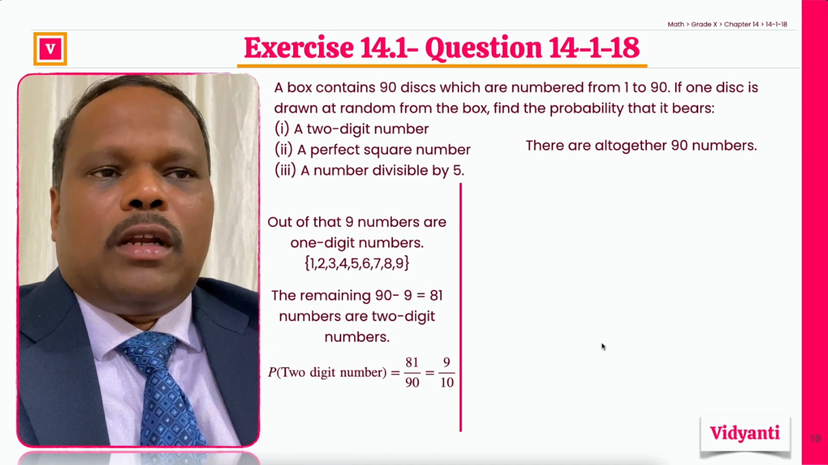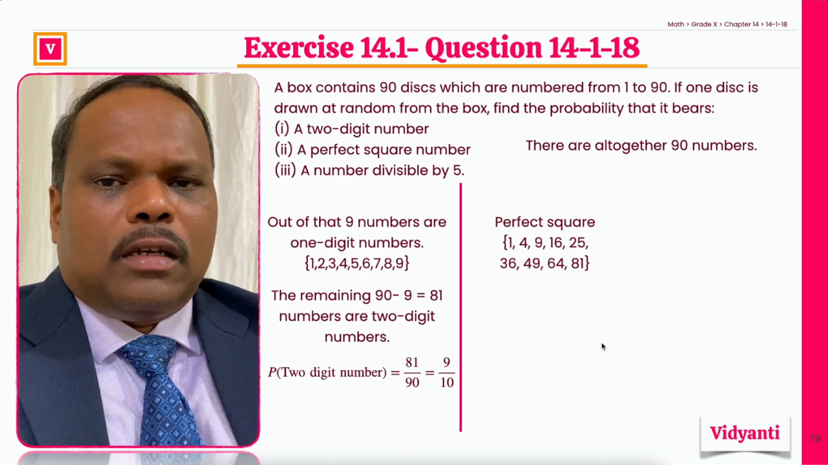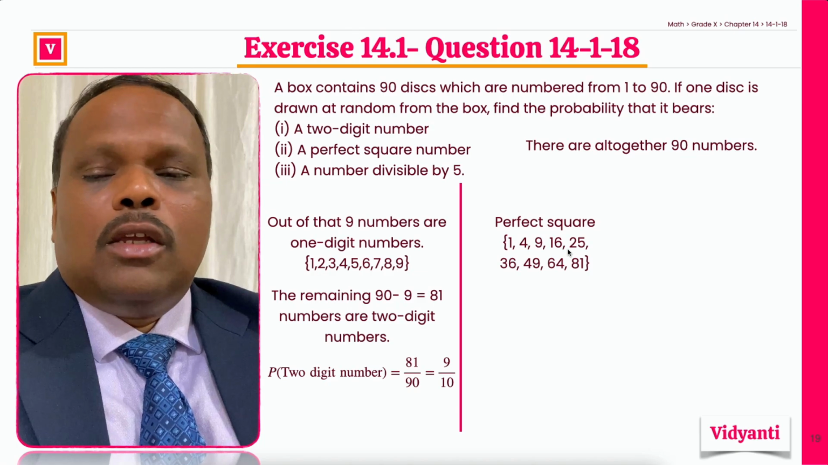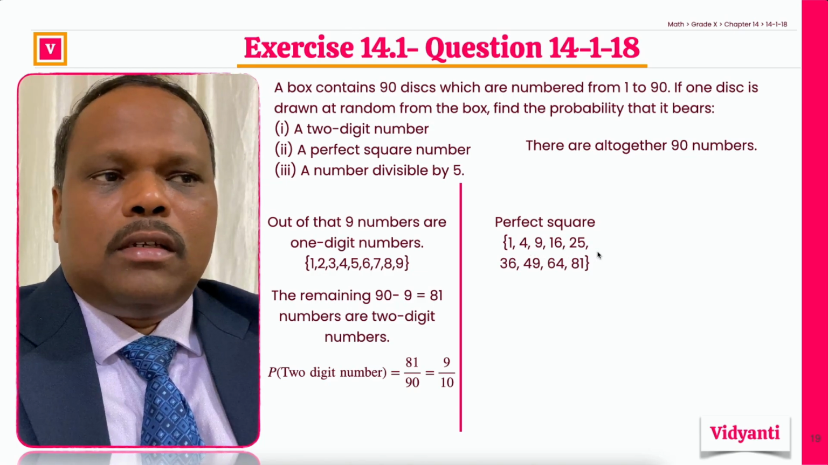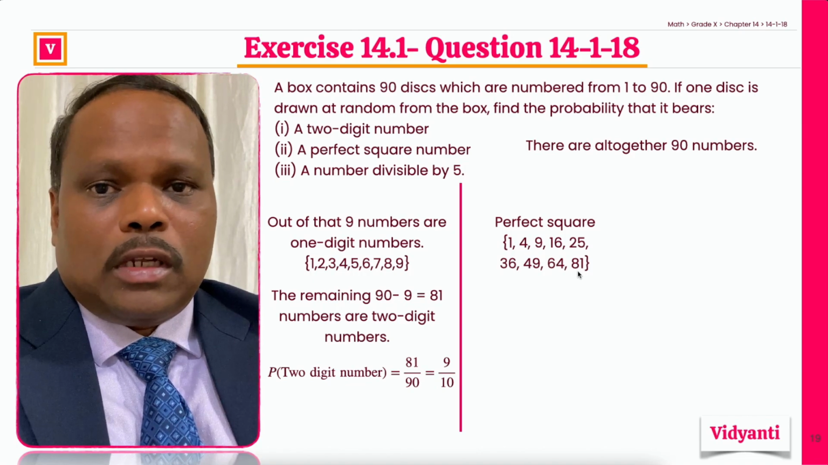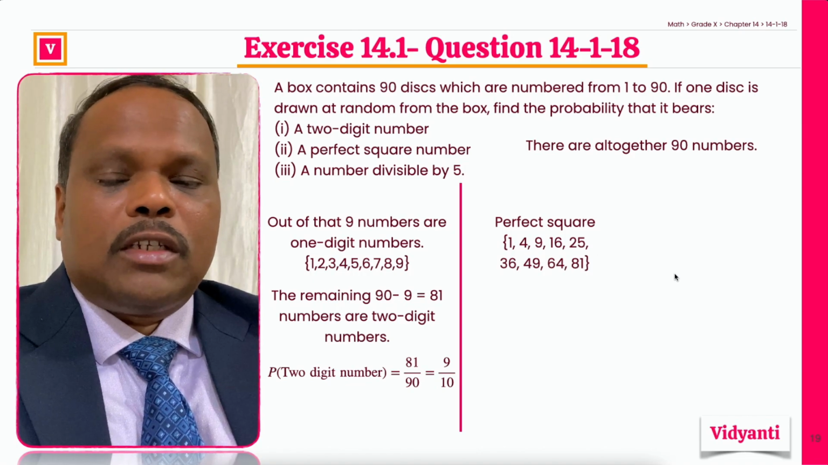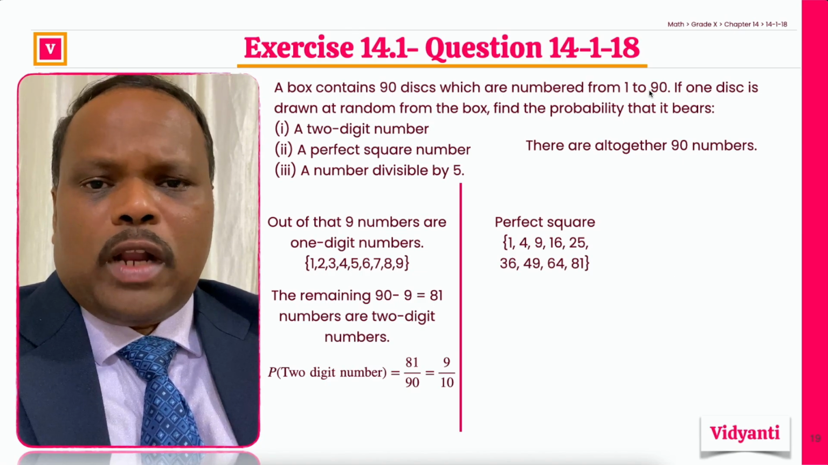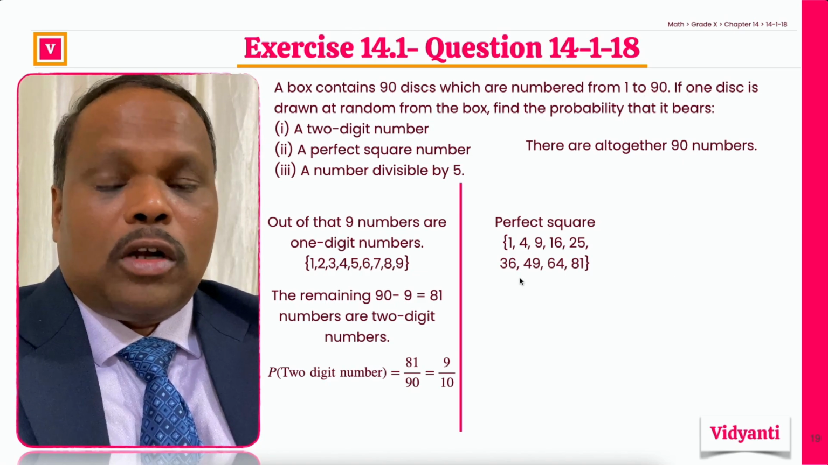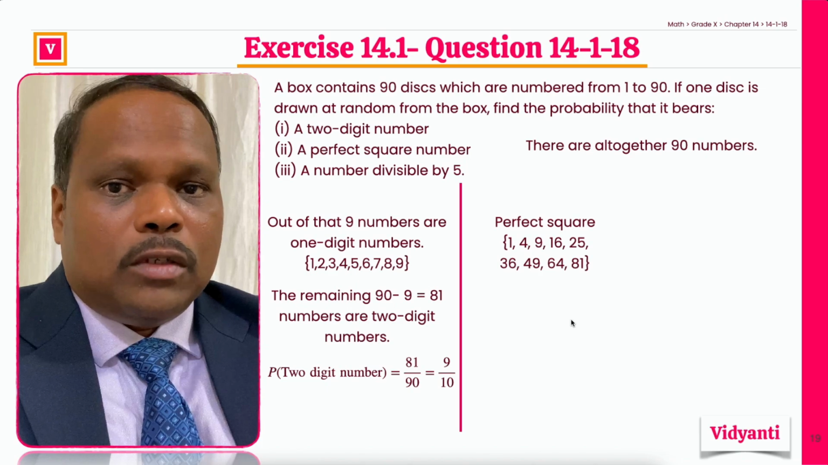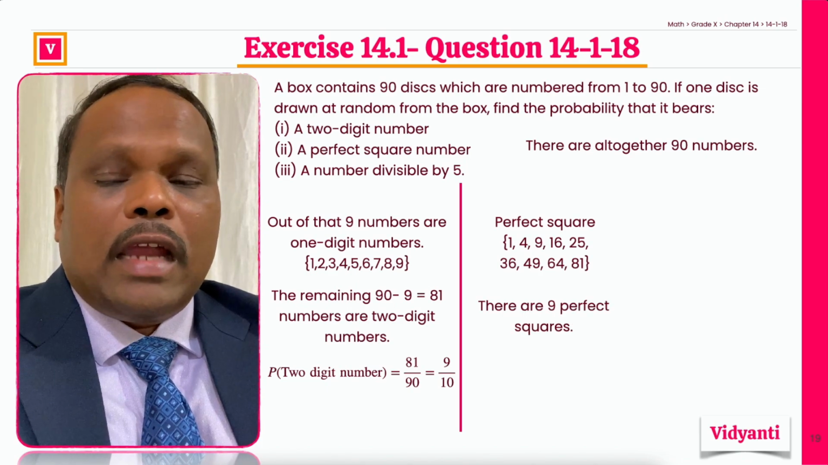A perfect square number. Now how many squares are there from the given lot, so from 1 to 90? You have 1, 4, 9, 16, 25, 36, 49, 64, and you have to stop at 81 because the next perfect square is 10 squared, which is 100. That's not within 1 to 90, so that's not counted. Now we have 1, 2, 3, 4, 5, 6, 7, 8, 9. So we have 9 numbers which are perfect squares out of 90 possible numbers.